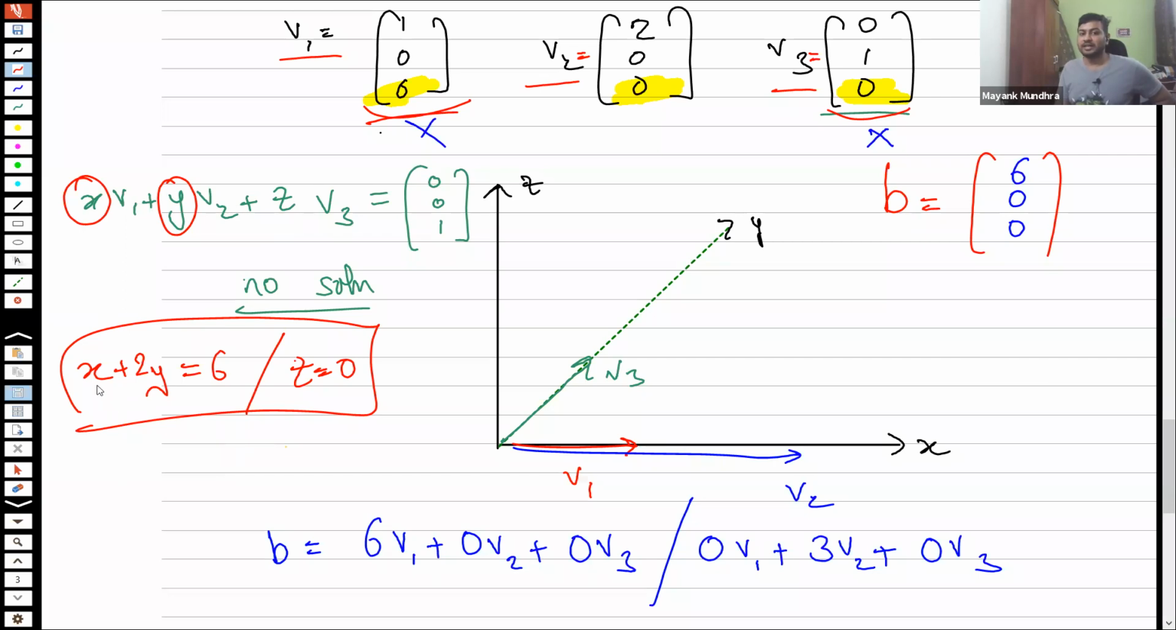So you can take x equals -2 and y equals 4 and z equals 0. So -2, 4, 0 becomes another solution. So you can have infinite solutions here. In such a situation, you would have infinite solutions.